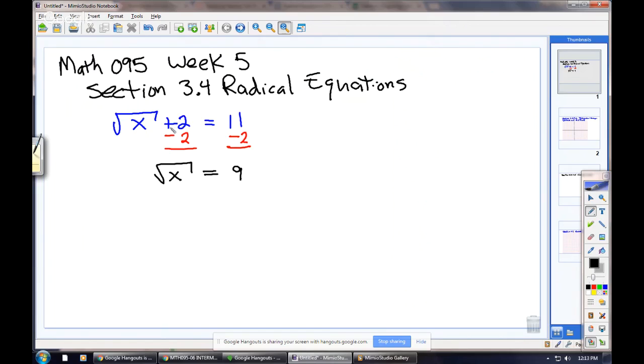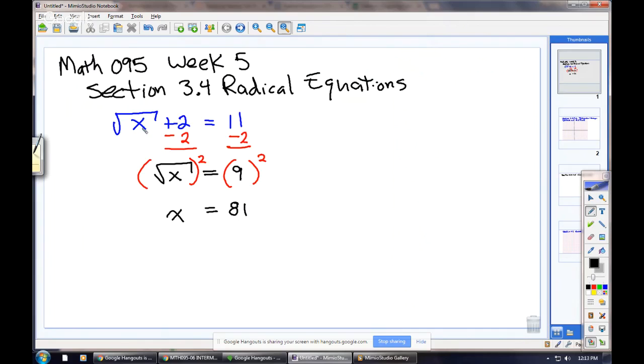Now, I got rid of the plus 2 by doing the opposite, minus 2. The opposite of taking a square root is a square. So next thing I want to do is square both sides. And always use parentheses to be safe. If I square a square root, that ends up canceling. So that's just x on the left side. On the other side, I square 9 and I get 81. So it looks like 81 is the answer here.